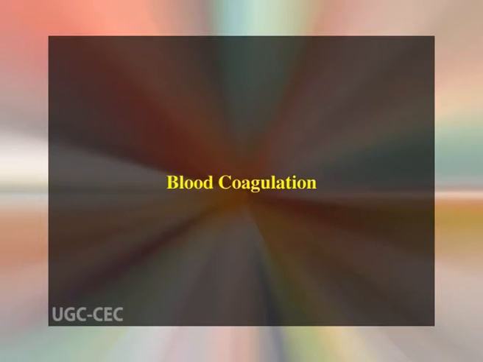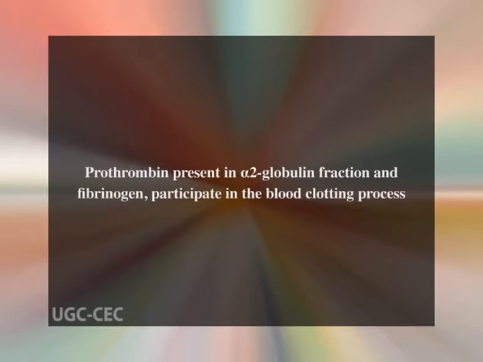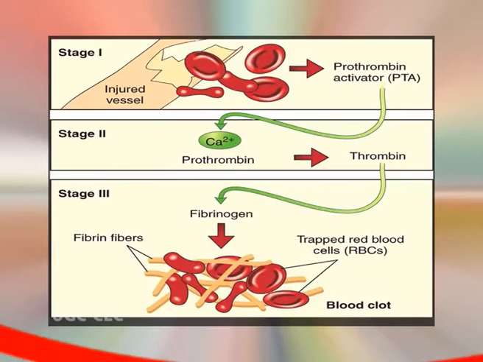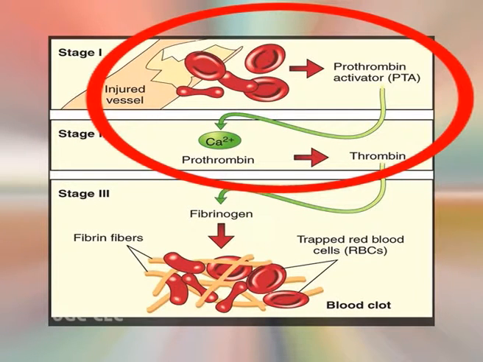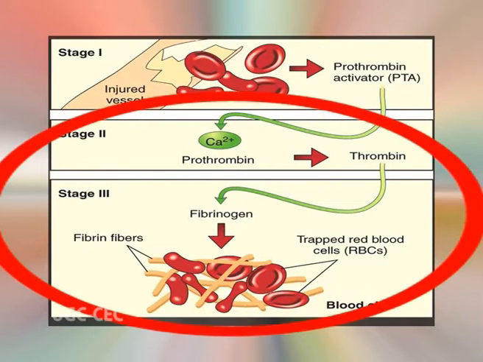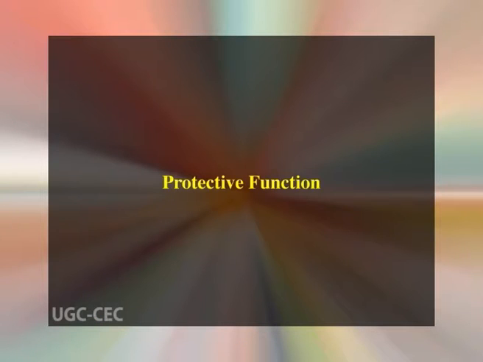Sixth one is blood coagulation. Prothrombin present in the alpha-2 globulin fraction and fibrinogen participate in the blood clotting process as follows. Prothrombin is converted into thrombin in the presence of thromboplastin, and fibrinogen is converted into fibrin in the presence of thrombin.